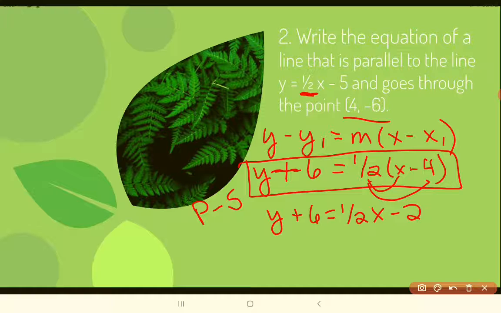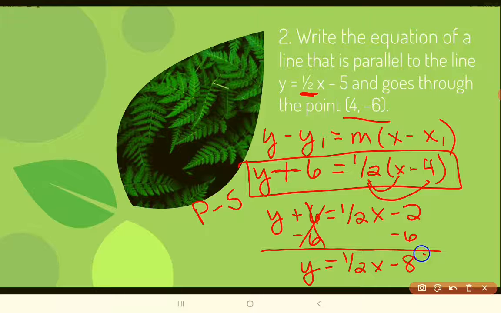Step 2, y is not quite by itself yet. There's a 6 being added to it. So to cancel that 6 out, I subtract it on both sides with its like terms. And I get y equals 1/2 x minus 8. Okay? So what I did is I found a specific parallel line that went through the point 4, negative 6. And then I'm done.